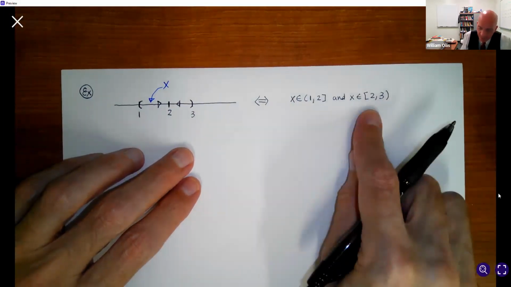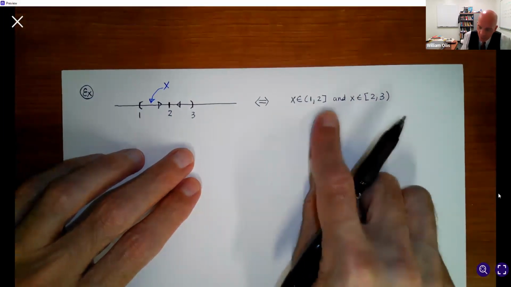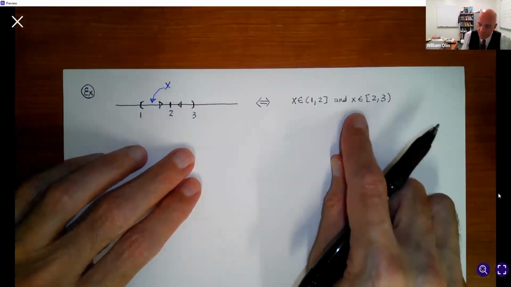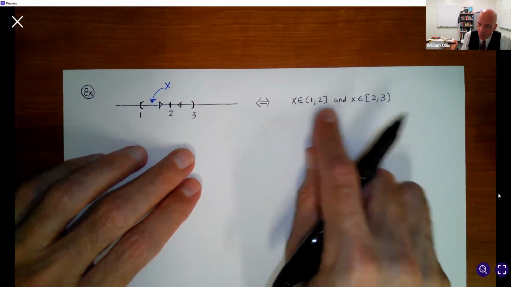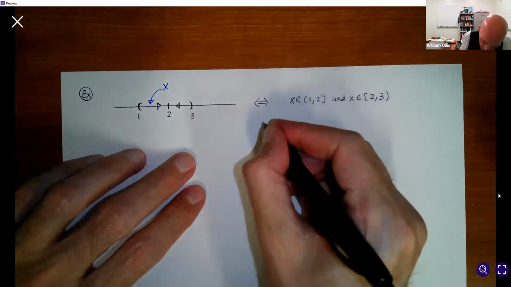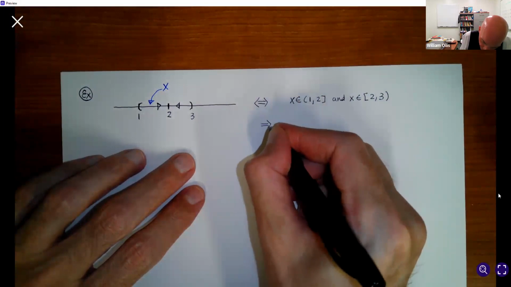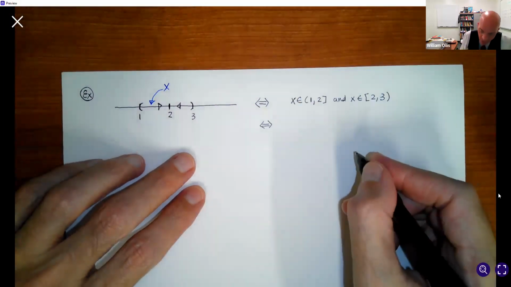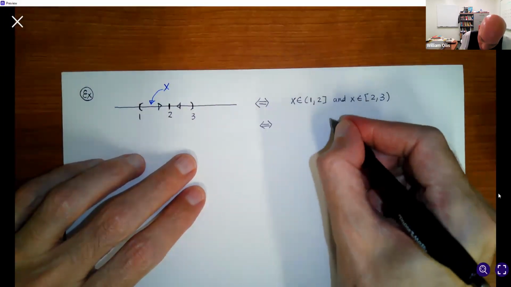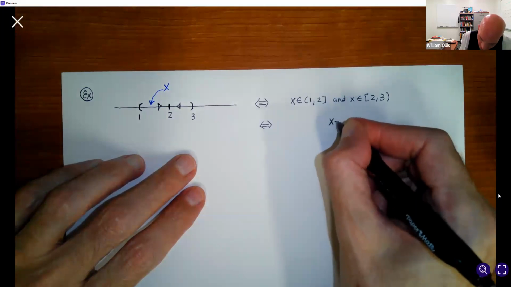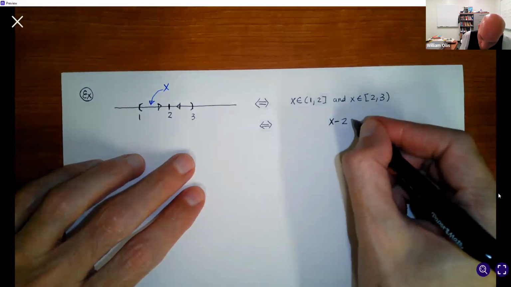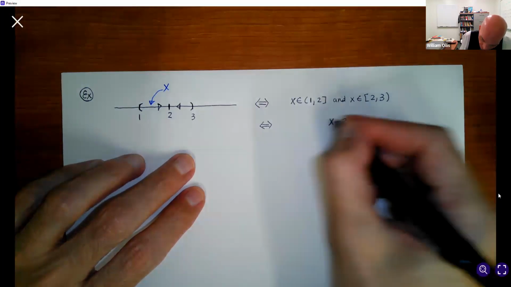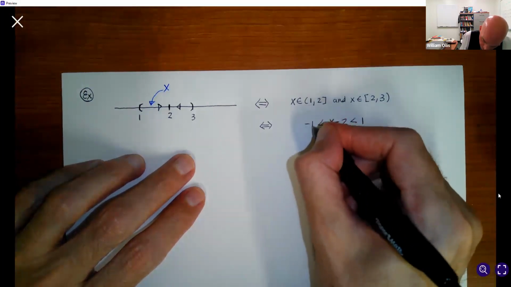Now that's kind of busy, and you're thinking, well, there's some repetition here because the distance between 2 and 3 and 1 and 2 is the same. So let's think about absolute value. We could say x minus 2 is between 1 and negative 1.